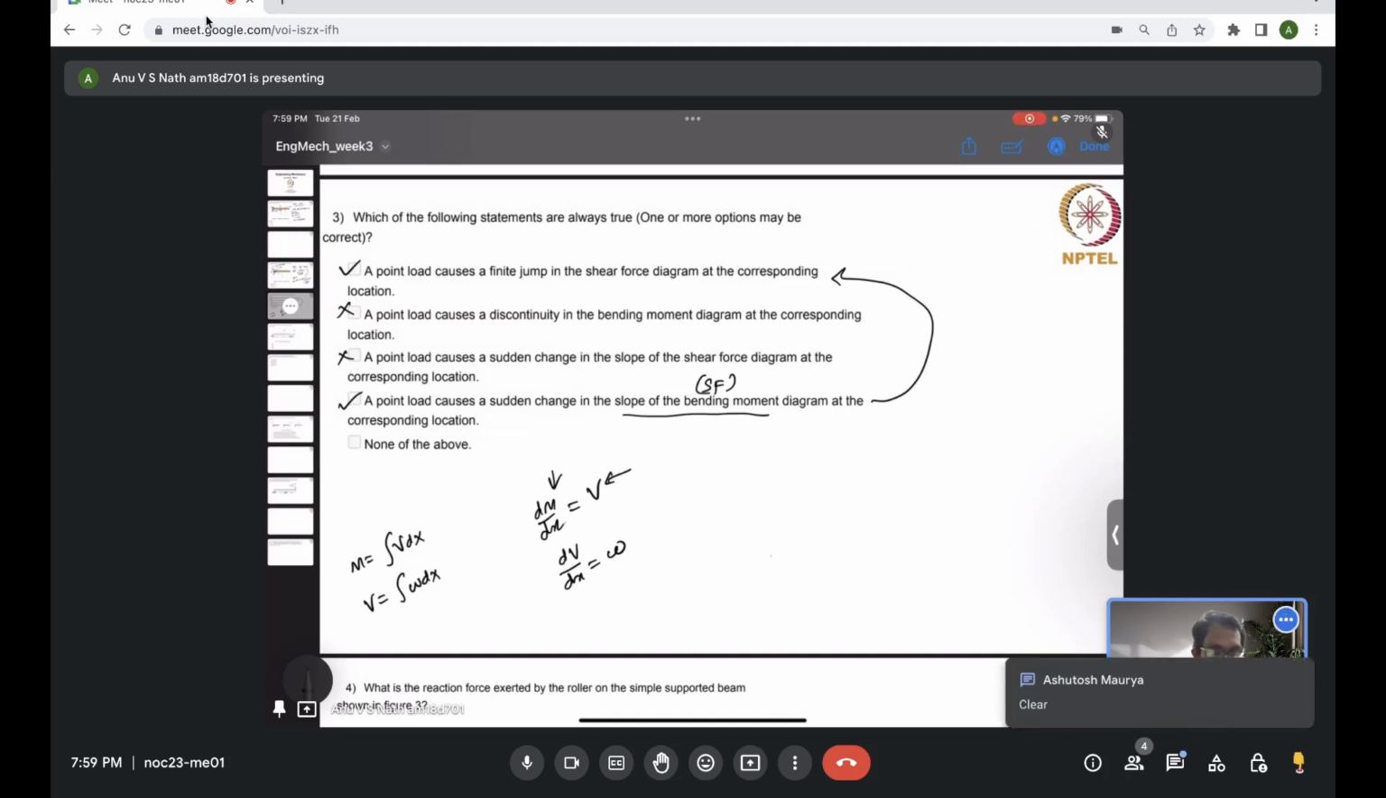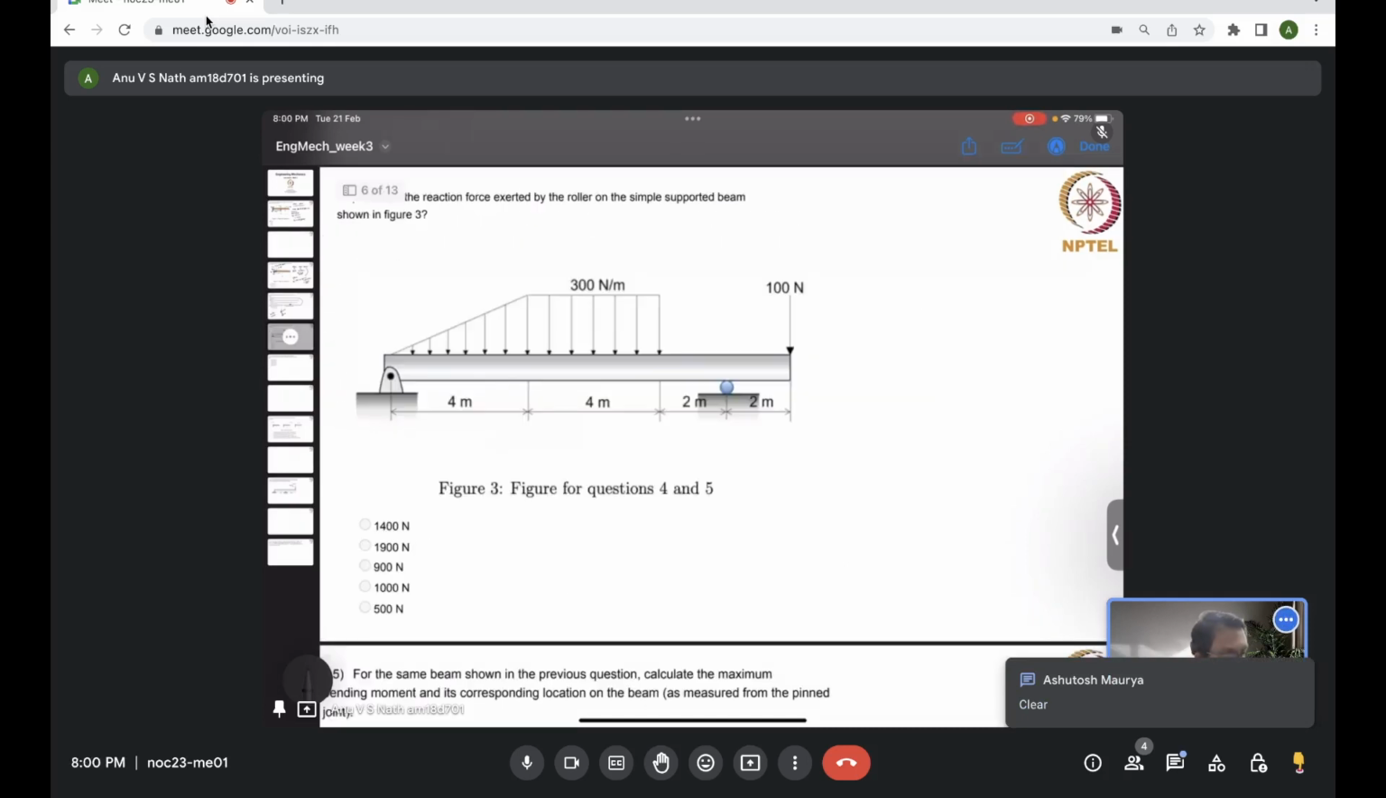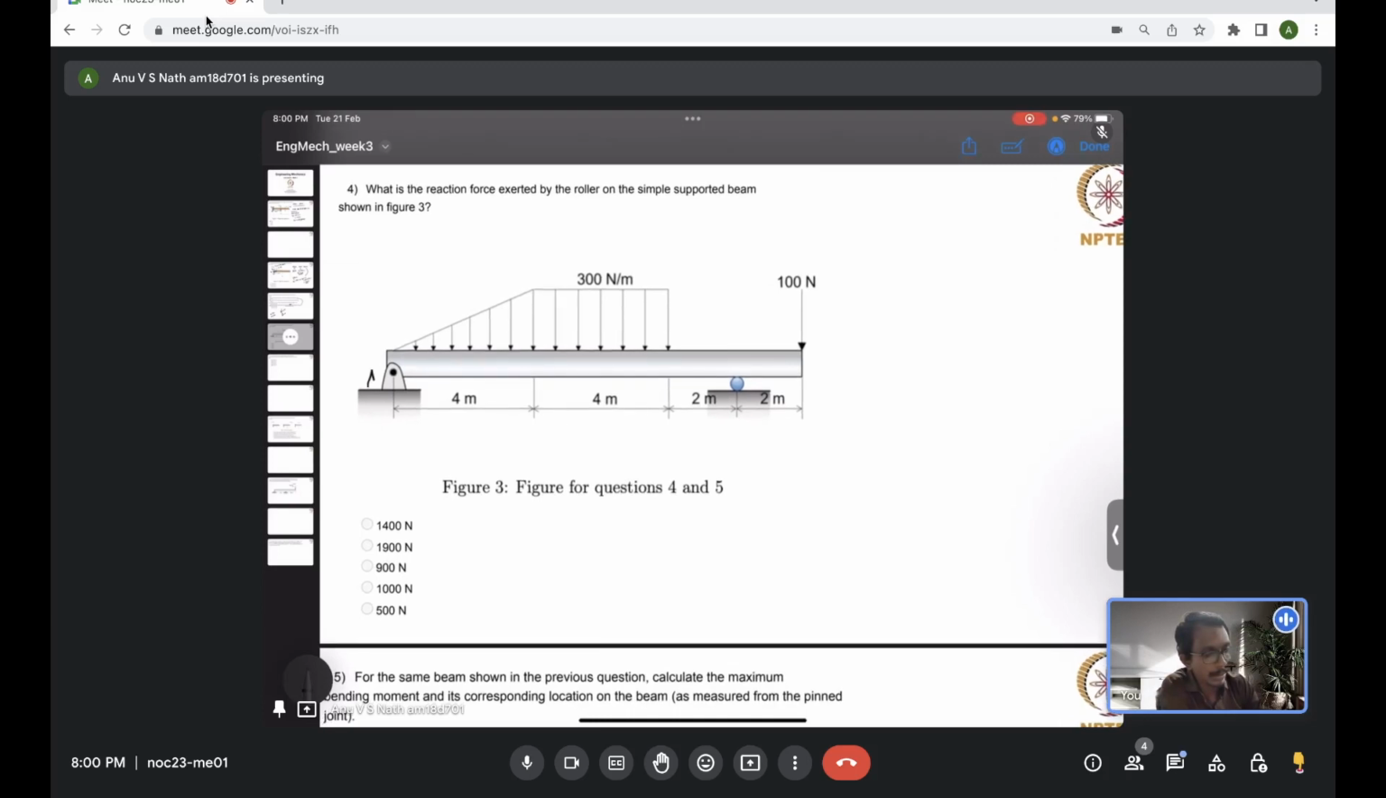Okay, so we'll move to the next problem. So we have a simply supported beam. We just have to evaluate the support reaction at the roller. So let's call this end A and this end B. We just need to evaluate the reaction at B.